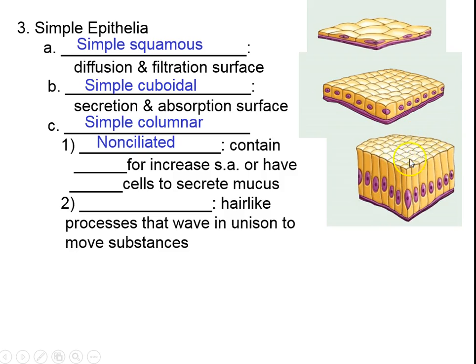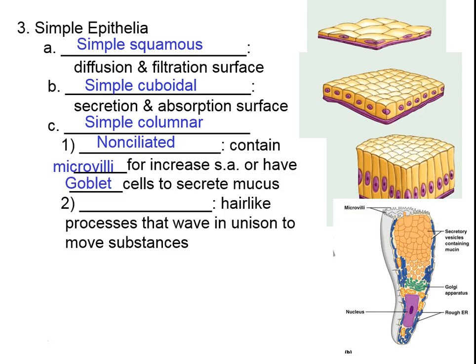Some of them that are non-ciliated are going to have the microvilli at the top of them to increase surface area, like in your small intestine where you want to absorb. You have microvilli to increase surface area. And usually along with the microvilli, non-ciliated, simple columnar cells, you will have a cell that looks like this called a goblet cell.